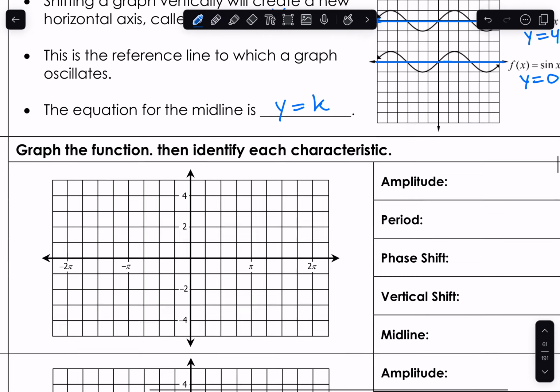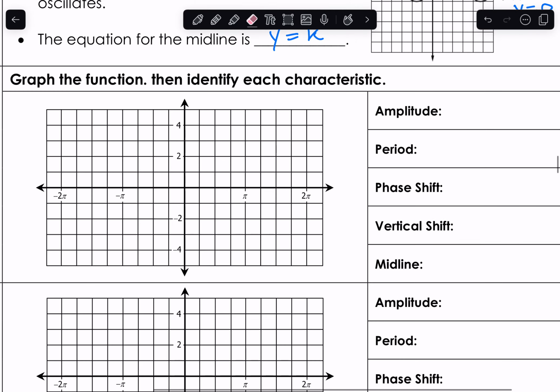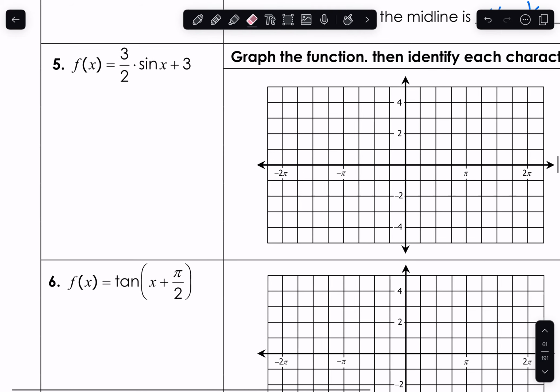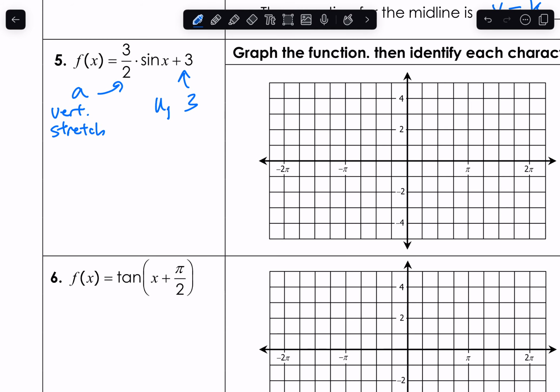Cool. What we're going to do is take a look at a graph and identify what it's doing. We're going to talk about some of the characteristics over here, and then we're going to graph it. First, this is an A value. So we know this is a vertical stretch. It's a stretch because this is greater than 1. It's 3/2. We also know that it shifted up by 3.